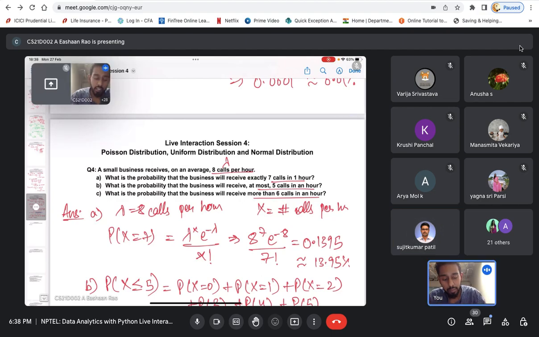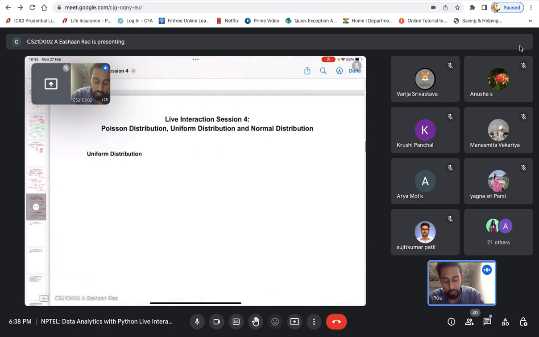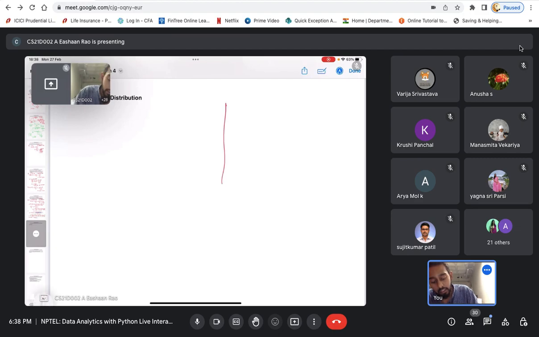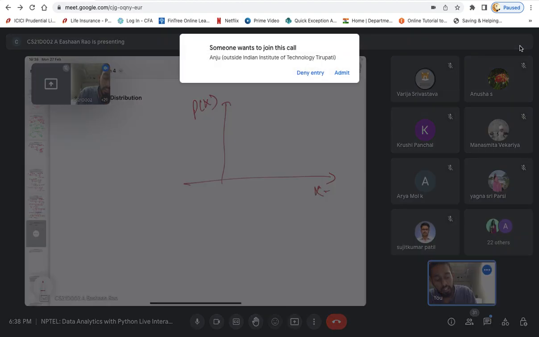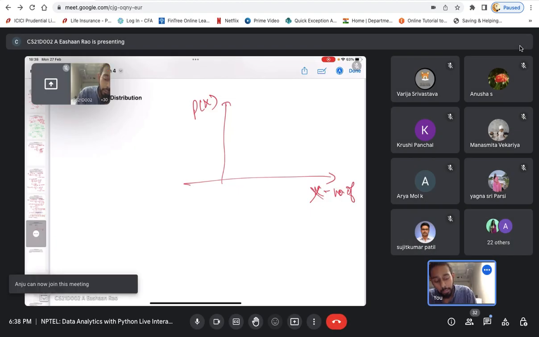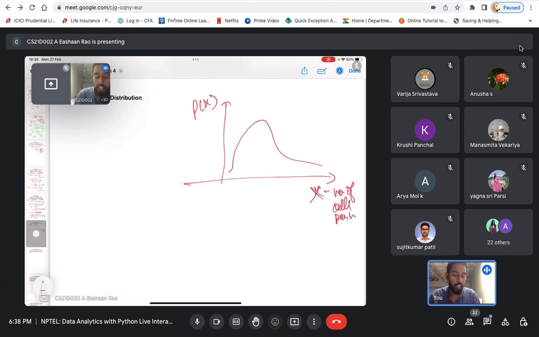Okay. Let me draw the graph and take a hypothetical situation here. That graph will look like this. I have a graph here, and this is the probability, and this is the random variable x, which is the number of calls per hour. Let's assume a certain kind of graph, not a normal distribution, and I'm getting an average of 8 calls. Now one thing you have to understand is that it's a discrete random variable, not a continuous one.